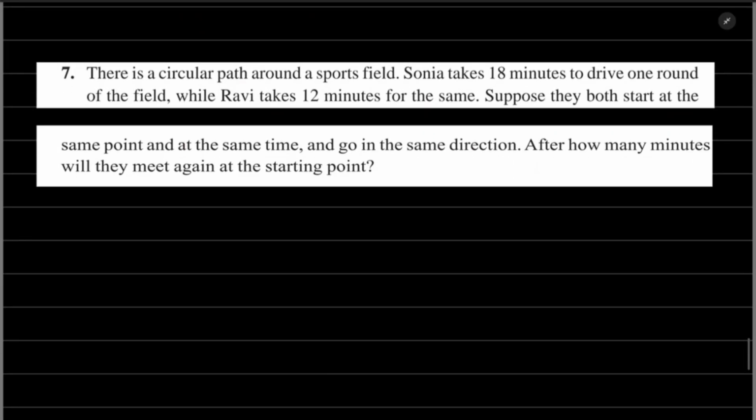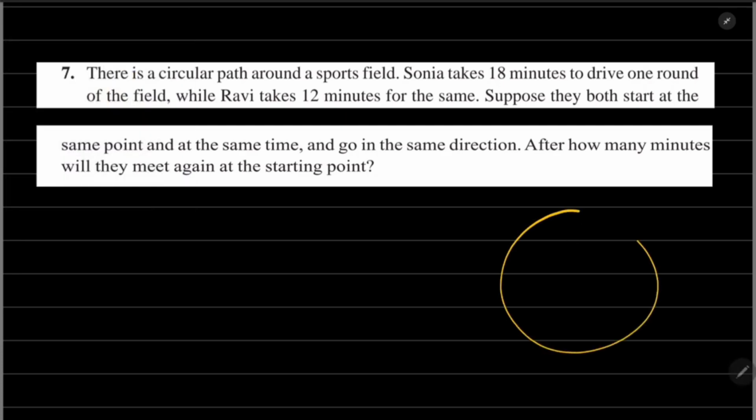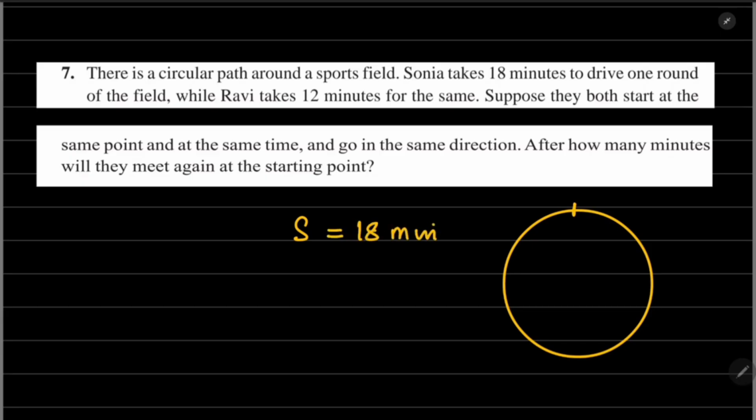Again, a very, very important question with respect to the word problems. You are given that there is a circular path around a sports field. Sonia takes 18 minutes. So a circular field, let's draw a circular field here. Sonia takes 18 minutes to drive round the field, and Ravi takes 12 minutes for the same to complete.